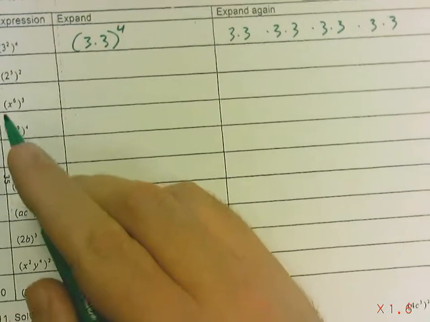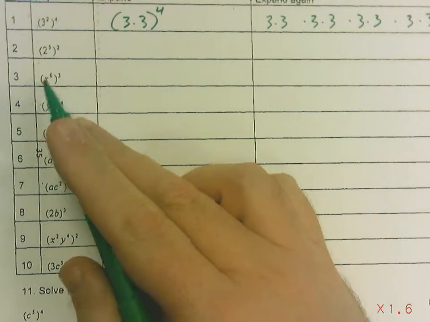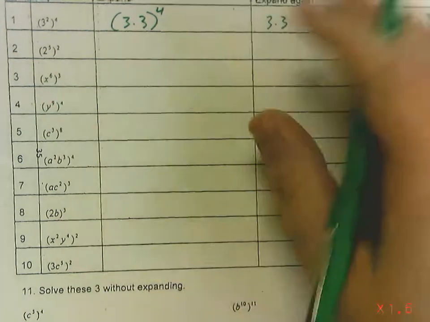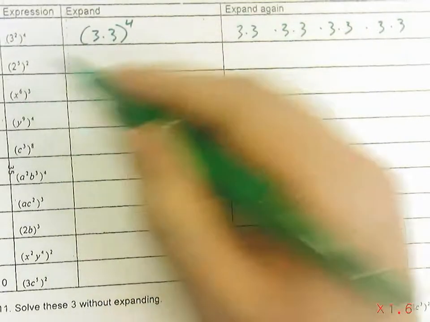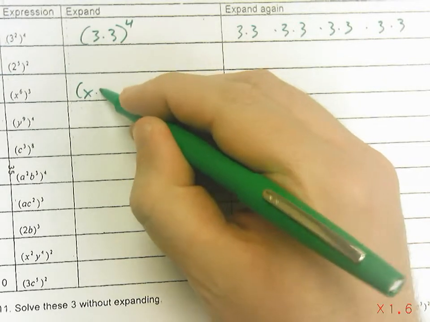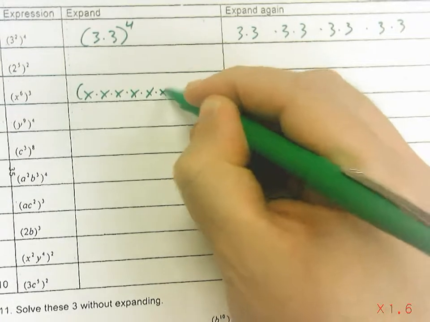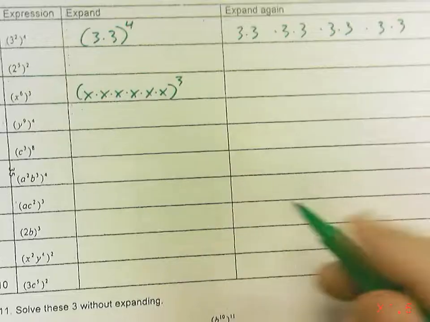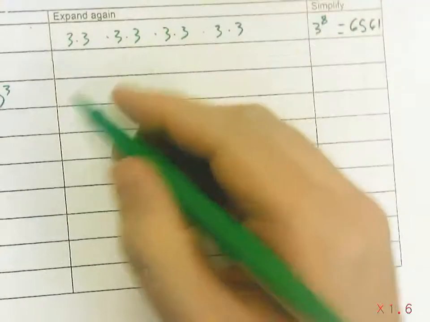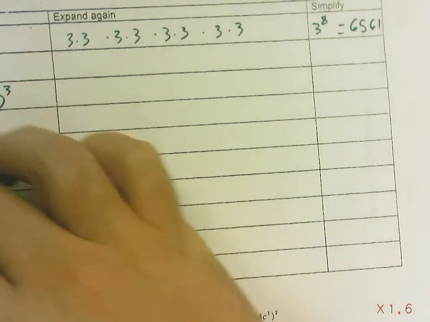Let's look at number 3 here. So I have x to the 6, and then I'm raising that to the 3rd power. So inside the parentheses, let's expand that. It'll be 6 x's. So 1, 2, 3, 4, 5, 6. And I'm raising that to the 3rd power. Then it wants me to expand that again. Oh boy. So I'm going to have 3 of all of these 6's.